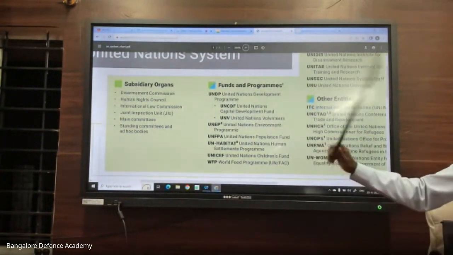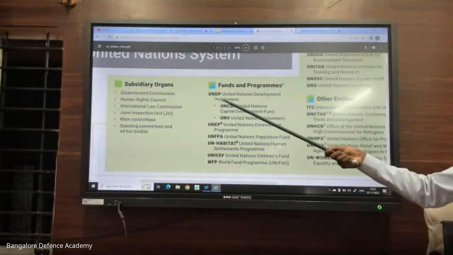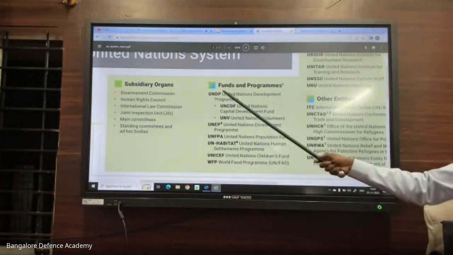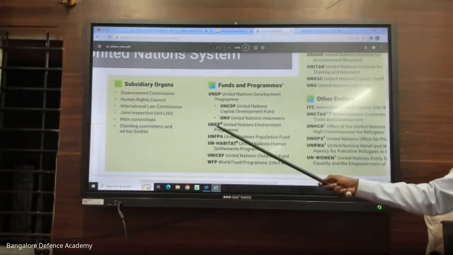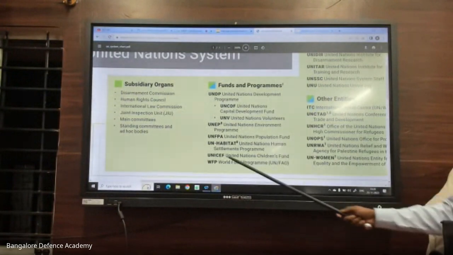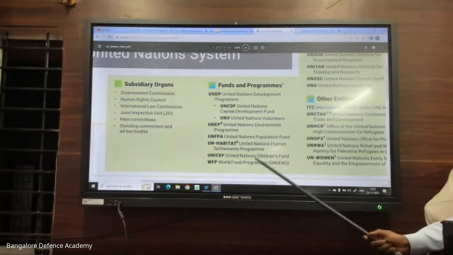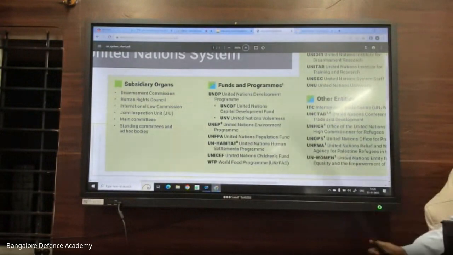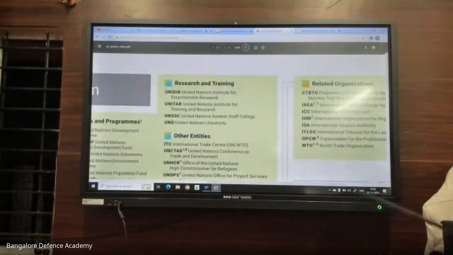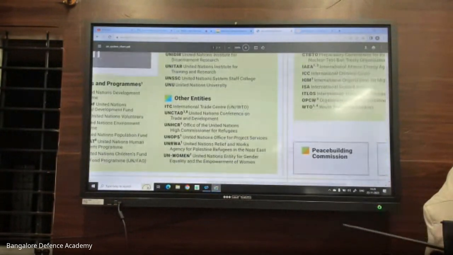So those who are writing UPSC examinations, this kind of questions they will ask you. Those who are writing Chinese school or small examination, they'll ask you, what is this? UNDP, UNEP, United Nations Environment Program, then UNICEF, have you heard UNICEF? Every organization has a headquarters, so in exam, they will ask you headquarters also. Okay, see, this is one thing.